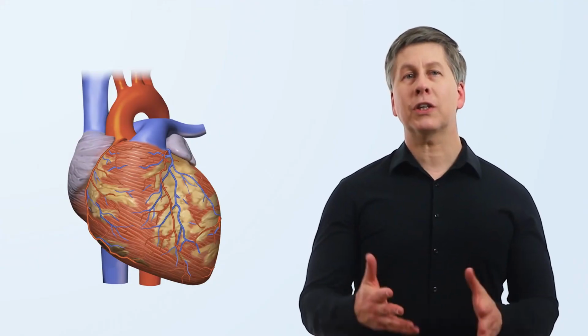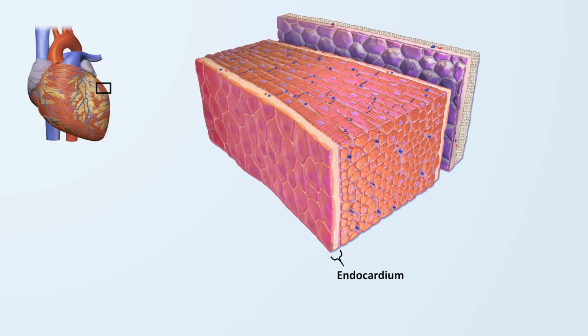The last topic I'll discuss is histology and the microscopic structure of the heart. From a histological perspective, the heart is composed of 3 layers. First is the thin inner endocardium, partly composed of endothelial cells similar to those that line the blood vessels. The endocardium also forms the lining of the heart valves.